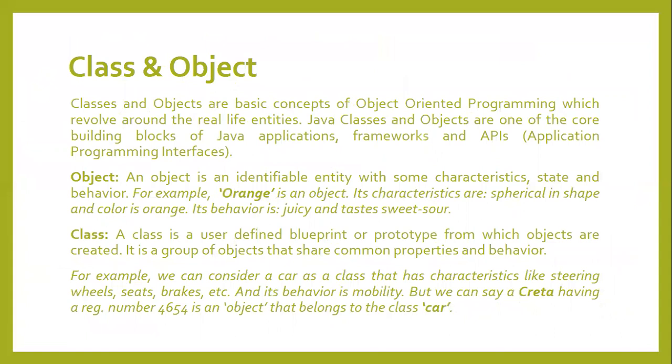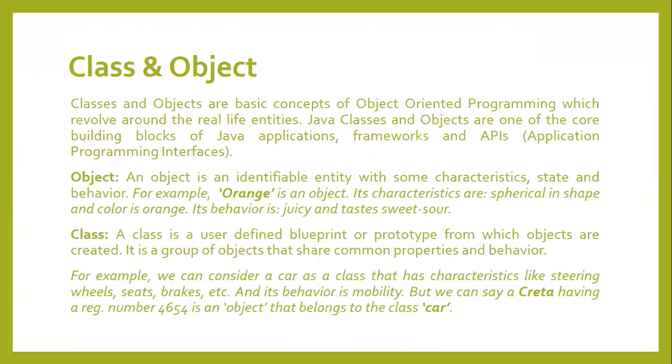Now, the class and object. Classes and objects are basic concepts of object-oriented programming which revolve around the real-life entities. Java classes and objects are one of the core building blocks of Java applications, frameworks, and API. API stands for Application Programming Interface.